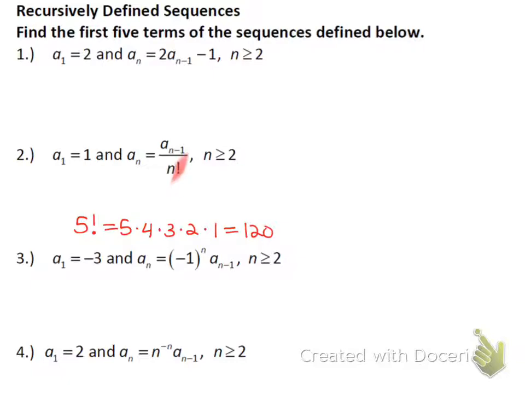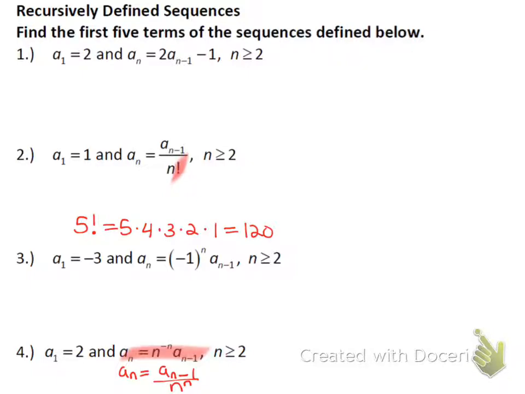Knowing how to find a factorial is going to make number 2 a little bit easier. And then on problem number 4, this negative exponent, rewriting that negative exponent into the denominator may make this problem a little bit easier for you to handle. So now that I've given you these 2 hints, go ahead and pause the video and see if you can find the first 5 terms of the sequences on your paper. So go ahead and pause the video now.